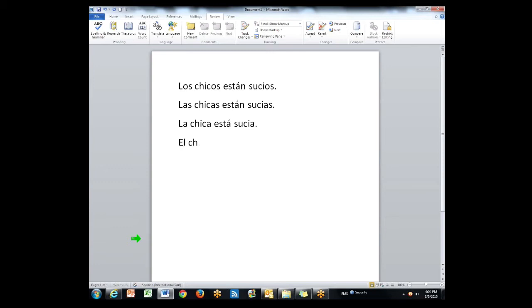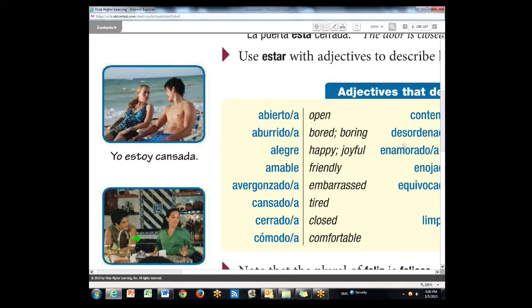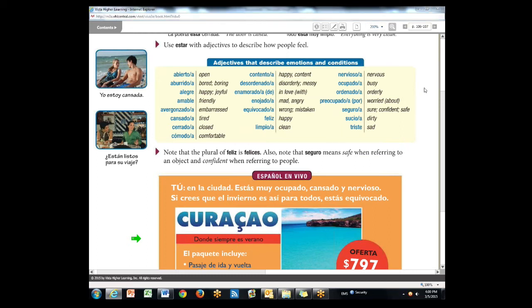El chico está sucio. Now, going back to the book, words that end in E, like alegre and amable, you don't have to change them. Feliz, you don't have to change. Triste, which means sad, you don't have to change. But these other ones, if they have an O or an A, they are showing you that it has to change for masculine and feminine. And of course, they always change for singular and plural.